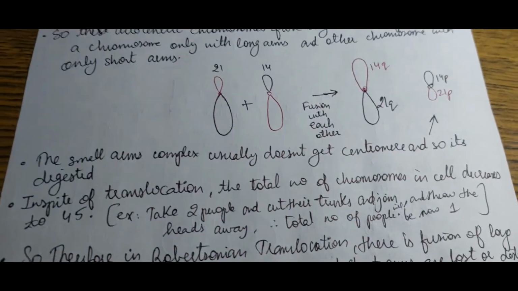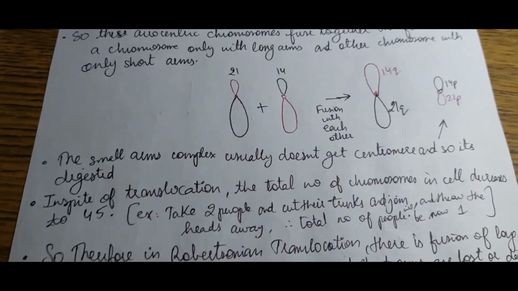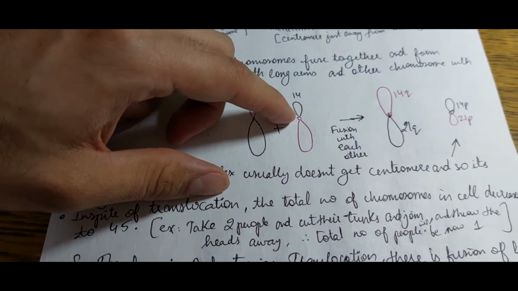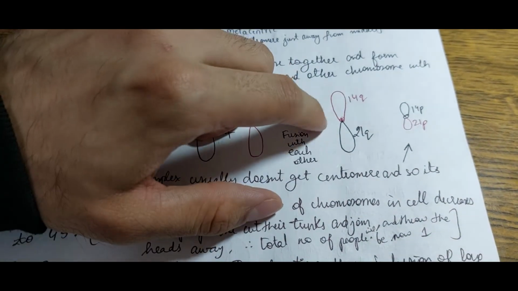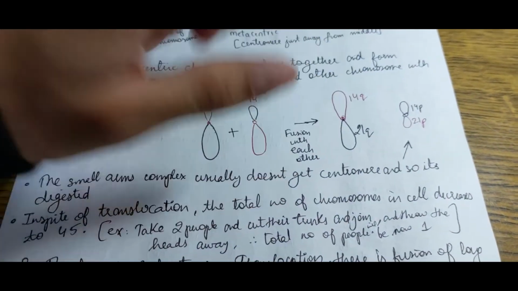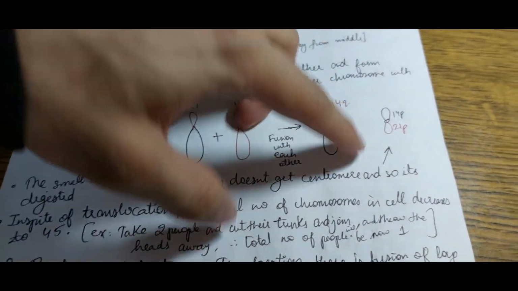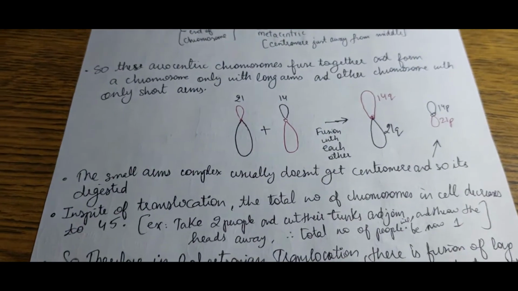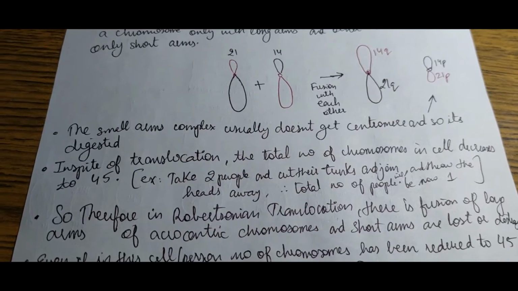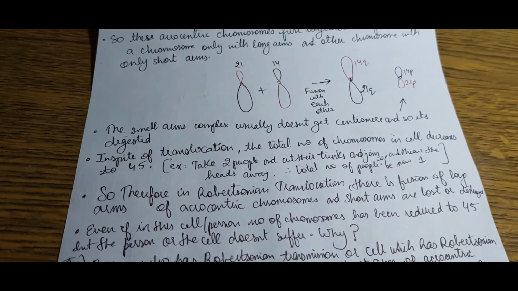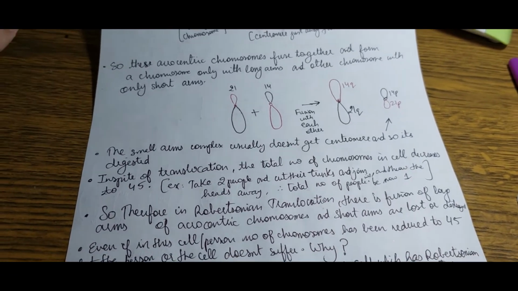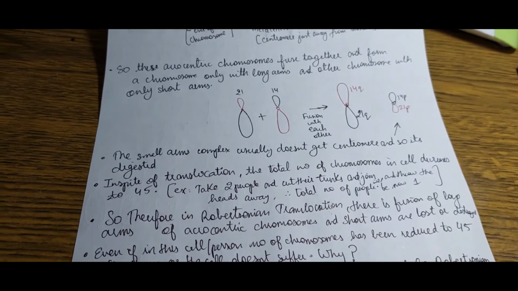Now, after the translocation, the total number of chromosomes in the cell decreases to 45. Why is this so? Here, as we can see, we had two chromosomes. For example, if this is the head and this is the body, and this is the head and this is the body, we threw both the heads and we just kept the body. So eventually we will have one person. We won't have two persons anymore. This person is no more, right? The same applies to chromosomes. We had two chromosomes, but in the end we have just one remaining chromosome because the other is thrown away or destroyed. So due to this reason, the total number of chromosomes is now not 46, but 45. The total number of chromosomes is reduced. So to recap, Robertsonian translocation is fusion of the long arms of acrocentric chromosomes, and the short arms are lost or destroyed.